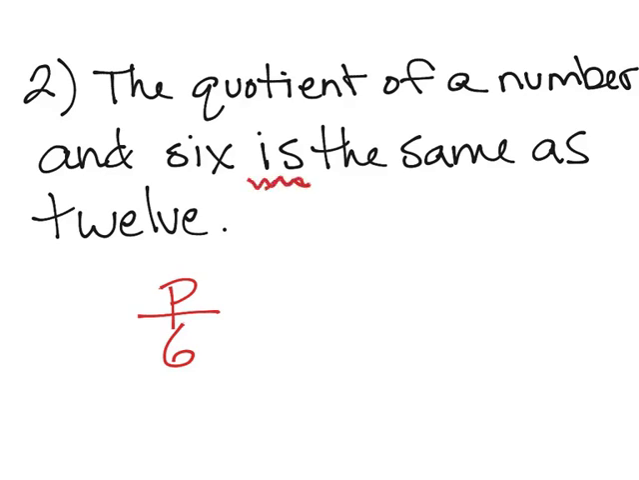If you haven't figured it out, this word "is" is a big trigger word. If you need to write it down, write it down. "Is" is our trigger word for equals. Doesn't matter what form it is. Almost every single time in math problems, if you see the word "is," you're going to put an equal sign. So right there, boom, equals. The same as 12. So we'd say the quotient of P and 6 is, or equals, 12. So P divided by 6 equals 12.